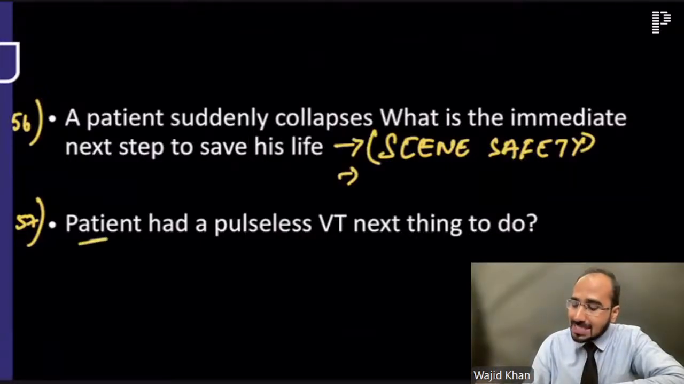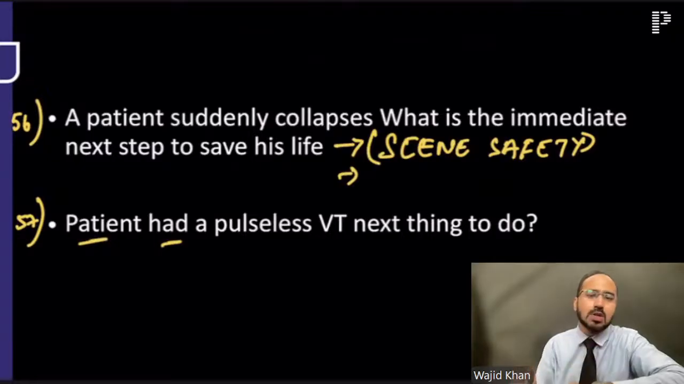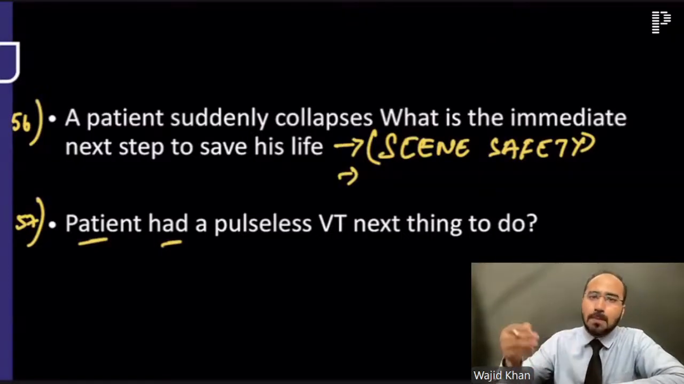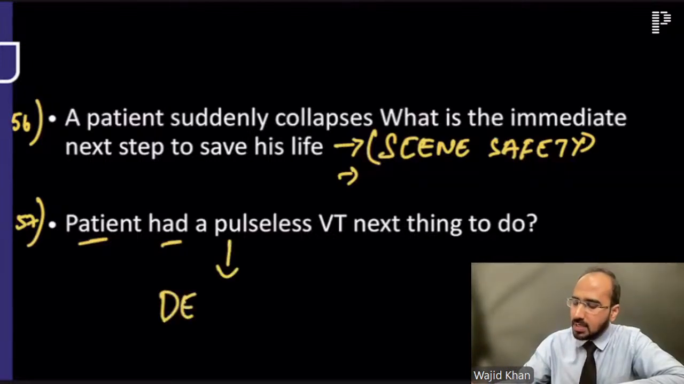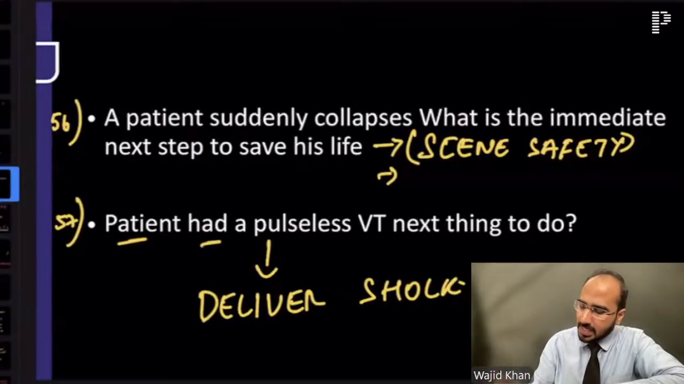Next, a patient has a pulseless VT. What is the next thing? Pulseless VT, how did you know? You had connected a defibrillator. With the defibrillator, you diagnosed that the patient is having pulseless VT. In cardiac arrest, if you see no pulse and ventricular tachycardia, the next immediate management is to deliver the shock. You have to deliver the shock through a defibrillator.